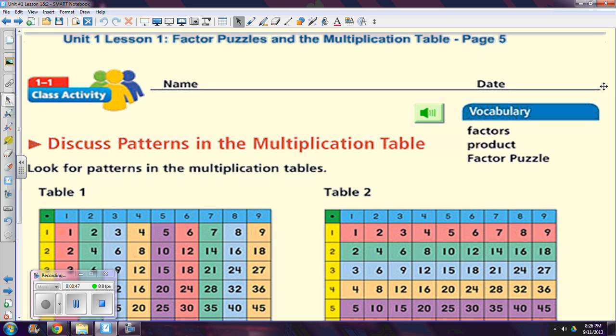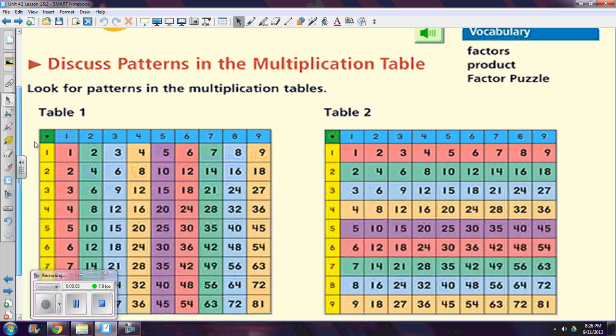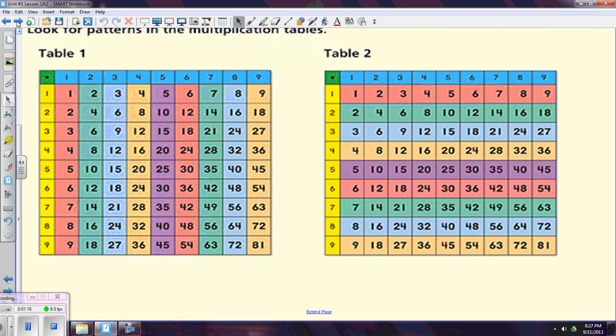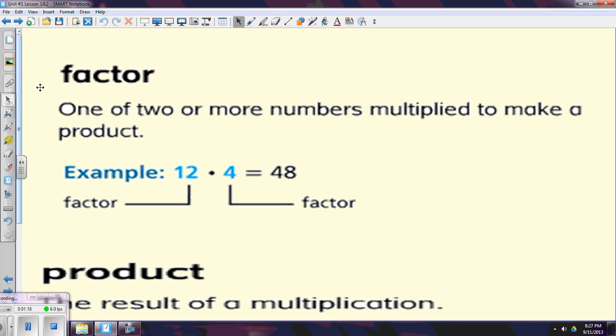So what we're looking at here in Lesson 1 is factor puzzles and multiplication tables. For the most part, if you look at these multiplication tables, hopefully nothing jumps out at you as being really any different than a typical multiplication table. But if you look for patterns, you can see they have patterns with different colors here going down in columns as well as in rows.